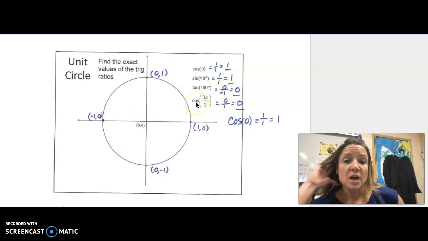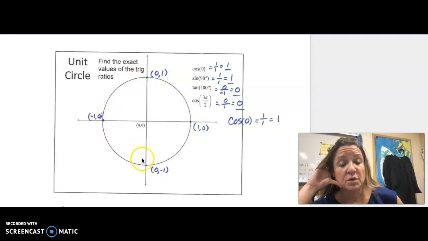And then we want the cosine of 3 pi over 2. So 3 pi over 2. This is pi over 2, this is pi, so pi over 2, 3 pi over 2 is down here at (0, -1). And so we're going to have 0 over 1.